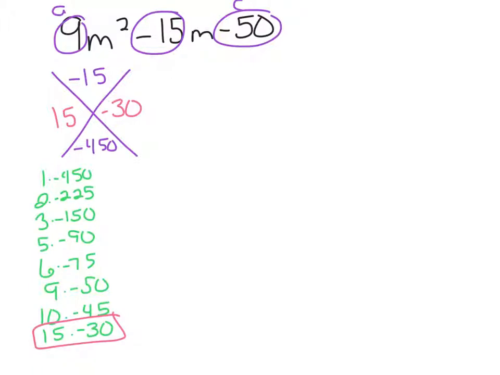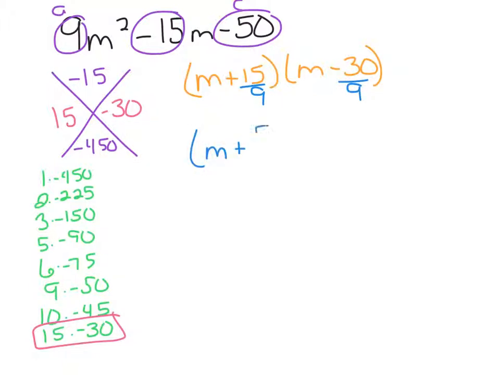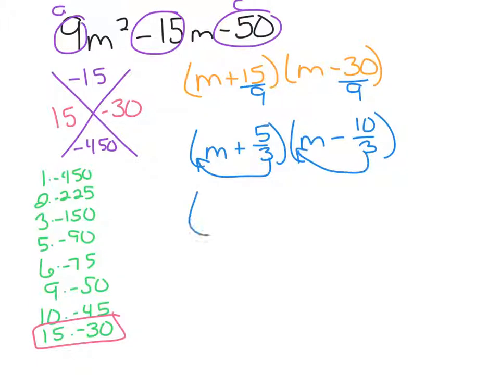Now we use that to write our two factors, m plus 15 and m minus 30. Then we divide both by a, which is 9. This one reduces to m plus 5 over 3. This one reduces to m minus 10 over 3. Now we slide the 3 over for each of these. So 3m plus 5, 3m minus 10.